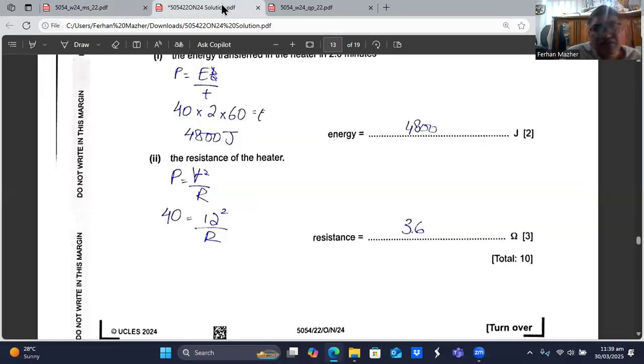3.6. Here you can use other formulas also. You know the power, you know the voltage, so you can find the current, then you can use V equals IR. But this is a direct formula: power is equal to V squared divided by R.